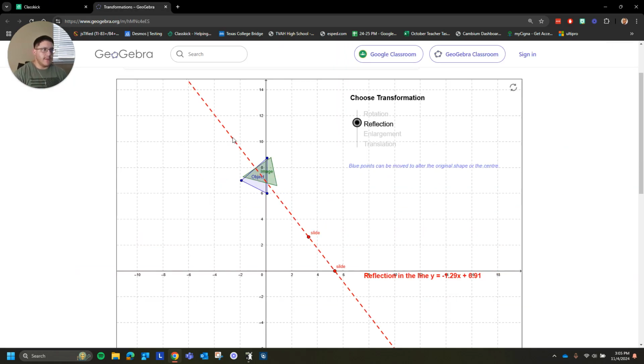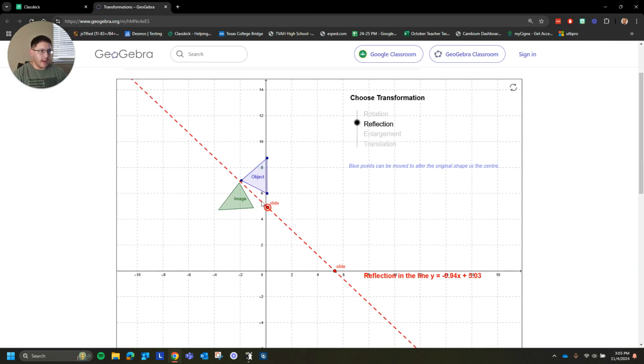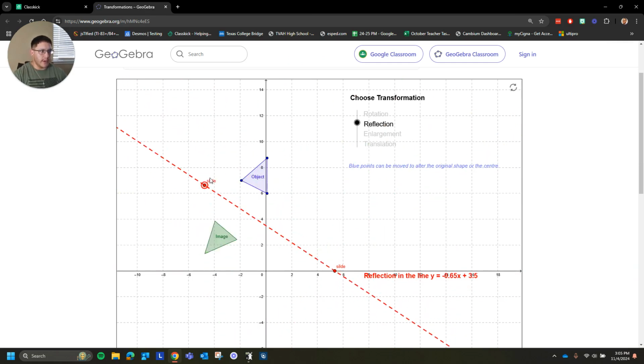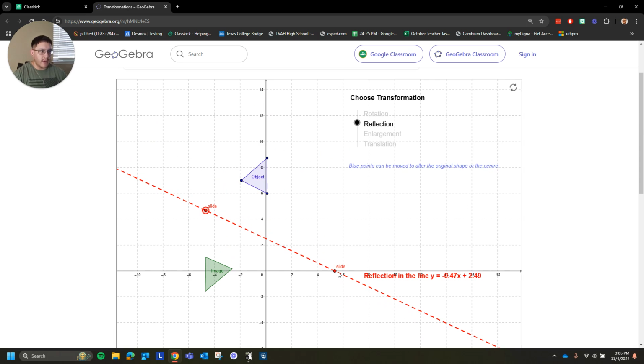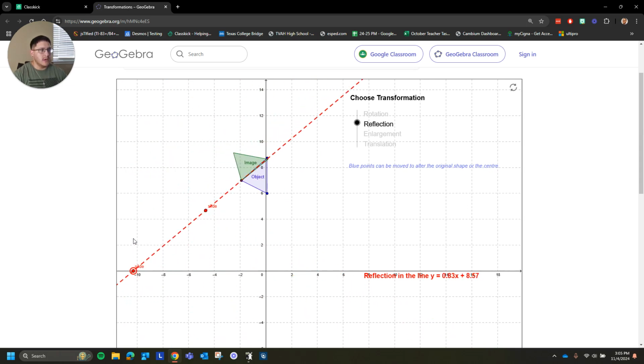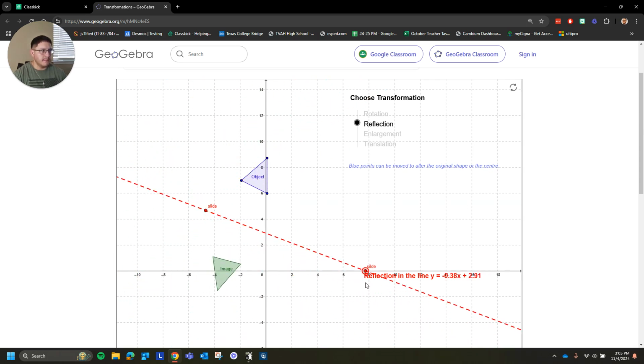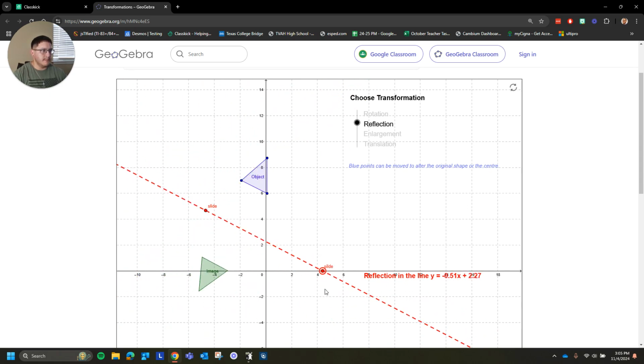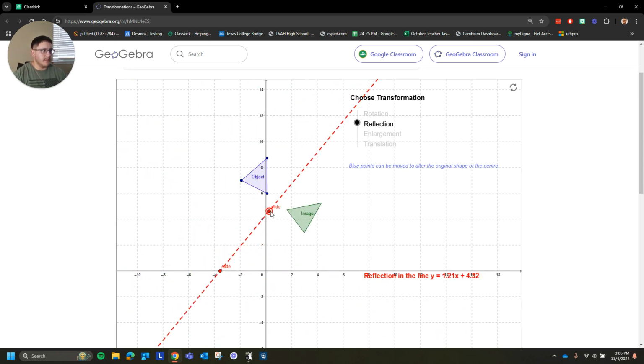Reflection, you have a few sliders. You have this line right here that you can move all the way around. You have a slider right here for the angle of this line. And then this object is the reflection across that line. So again, just mess with that, then put your answer in ClassKick.